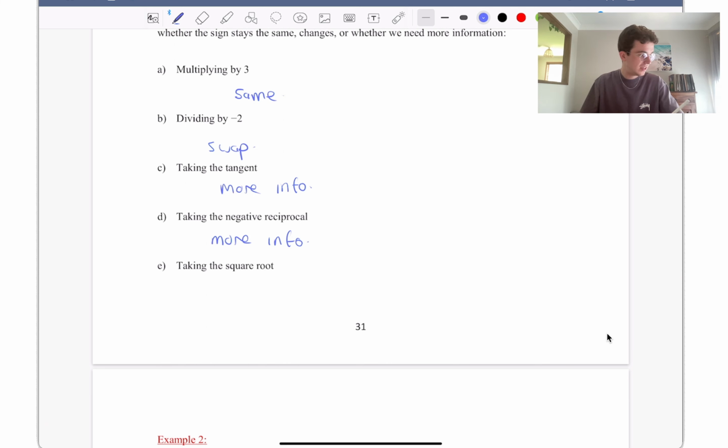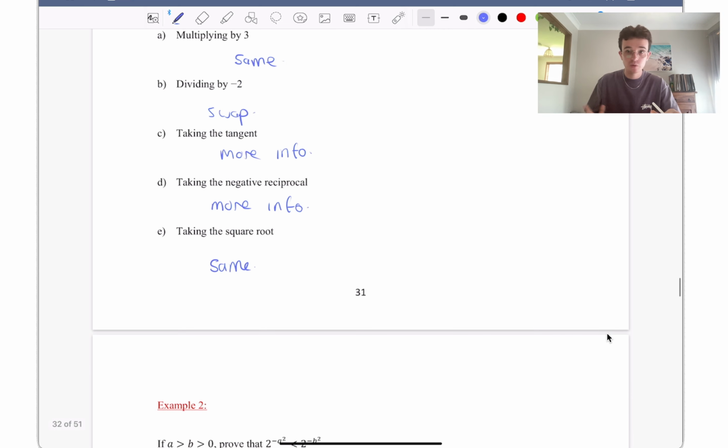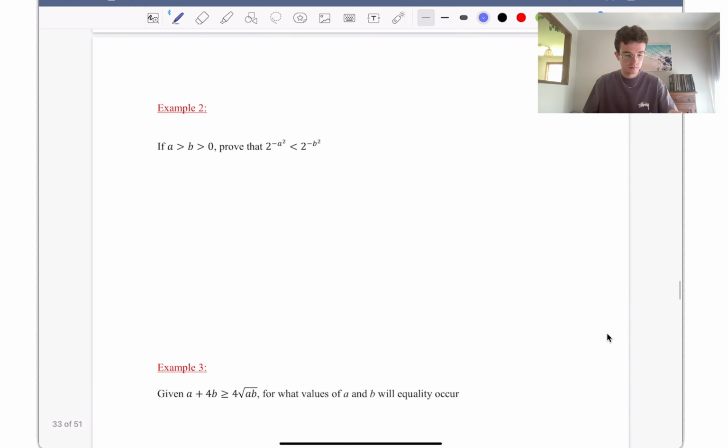Taking the square root, it stays the same, because if you take the square root, first of all, you can only take the square root of positive numbers, and if you take the square root of a number, it's still positive. Of course, we're only talking about real numbers here.